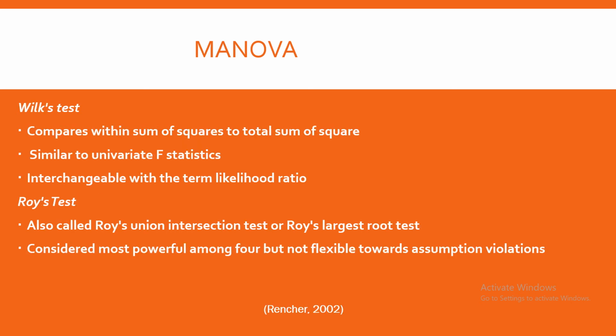Now, I want to go to Wilks' test. Actually, it is similar to the F statistic. It compares the sum of squares to the total sum of squares. In that sense, it is very similar. It is sometimes interchangeable with the term likelihood ratio. Similarly, another is Roy's test. It is also called Roy's union intersection test, or Roy's largest root test. Among those four tests, it is considered the most powerful, but it is not flexible towards assumptions, because if there is a violation of assumptions, it is not very useful.